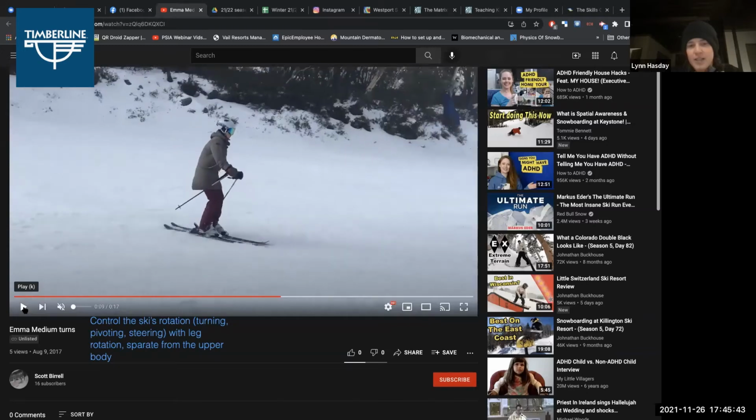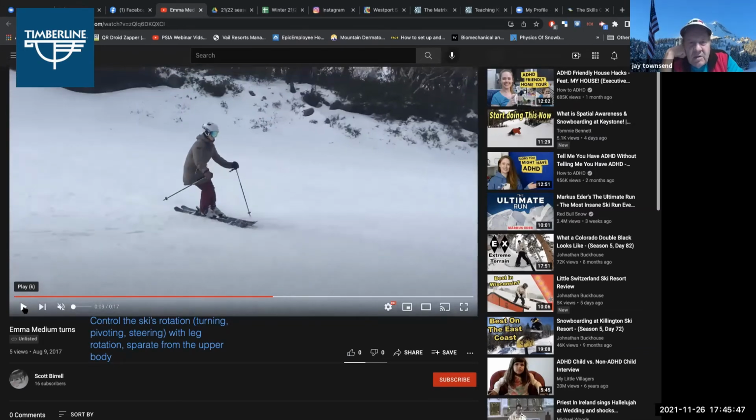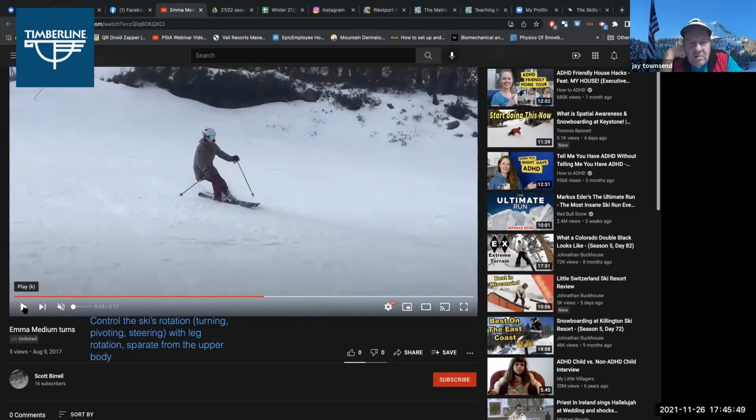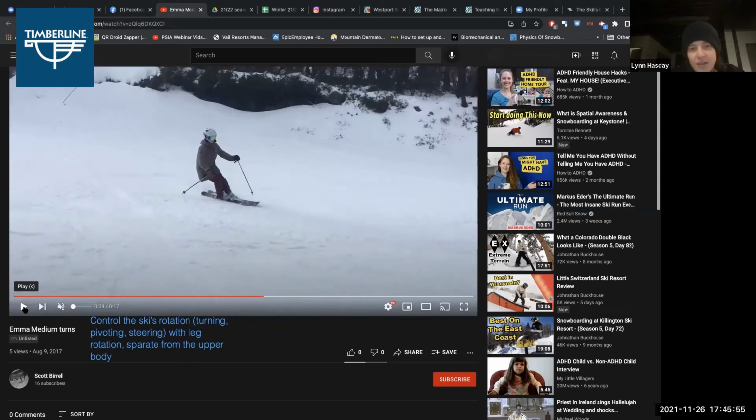All right, so do you see that turn that skier is making? Yep. So we'll pick a phase in the turn. Do you see how the inside leg is flexed more than the outside leg?